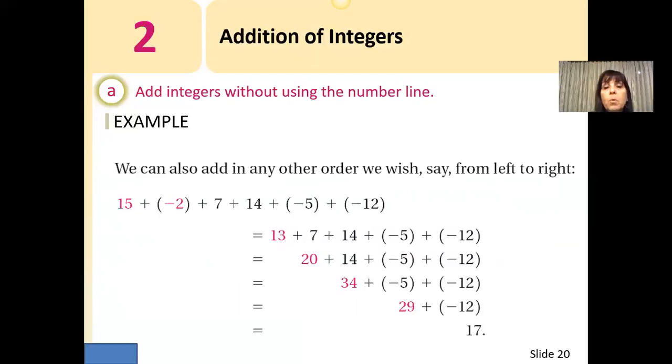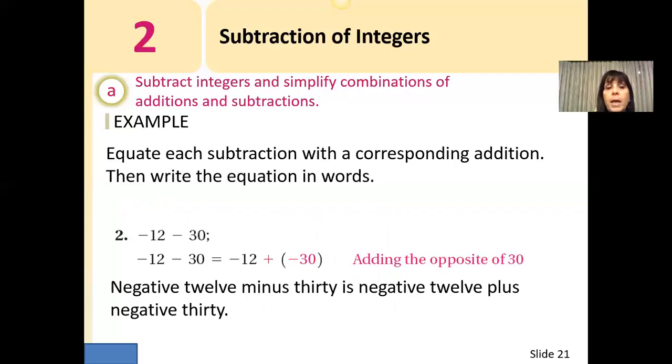So again, remember, when you are adding two positives or two negatives, you add the numbers and keep the sign. But if you're adding a positive and a negative, you subtract the smaller from the larger and then keep the sign of the larger. Okay, on to subtraction.